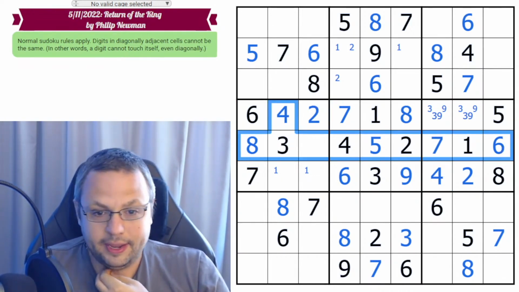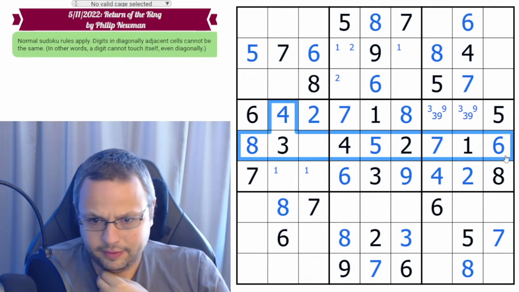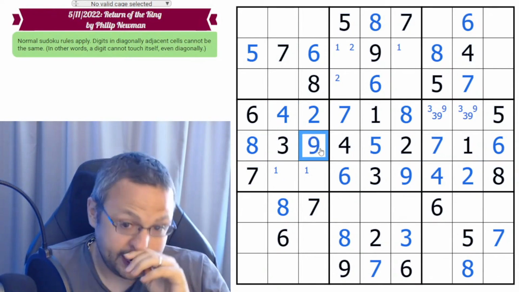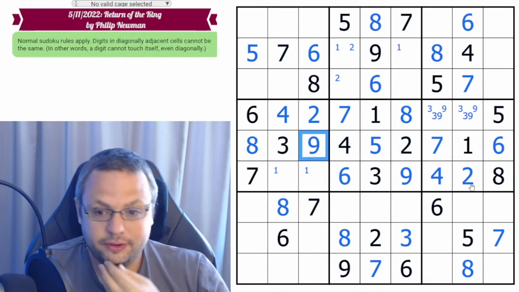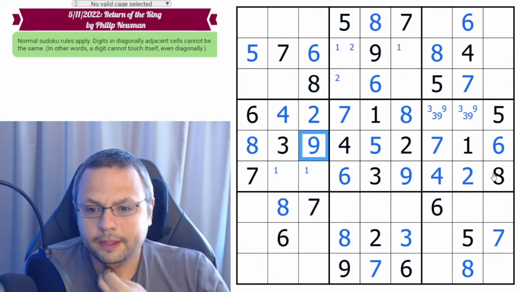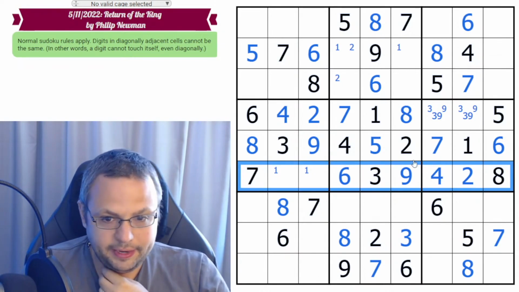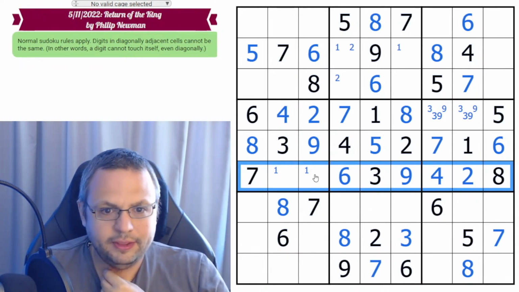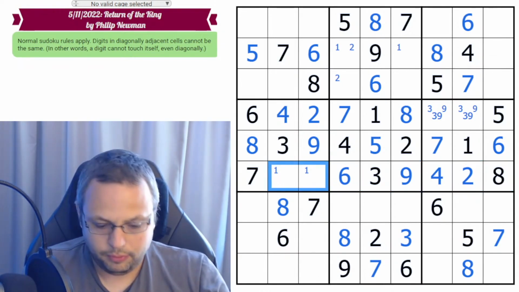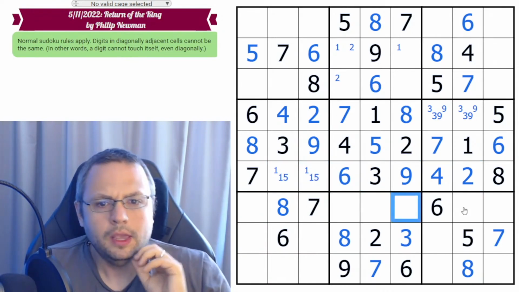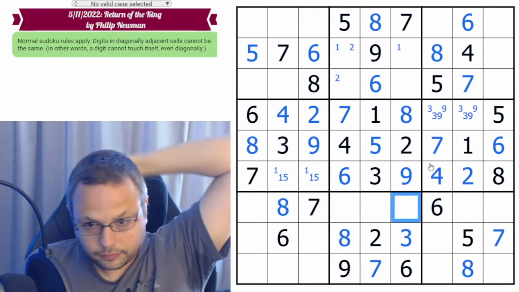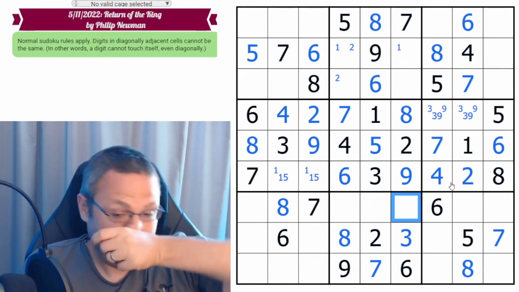This row has only a, let's see, 1, 2, 3, 4, 5, 6, 7, 8. Has only a 9 left to place. So that's placed there. This row is missing a 1 and something else. And a 5, it looks like. It looks like a 1 and a 5. We're going to go with 1 and 5. And so we will call that good.